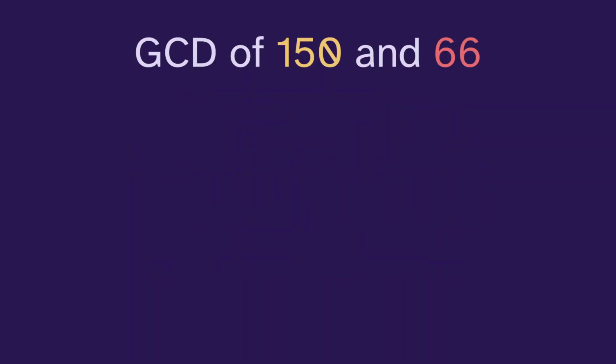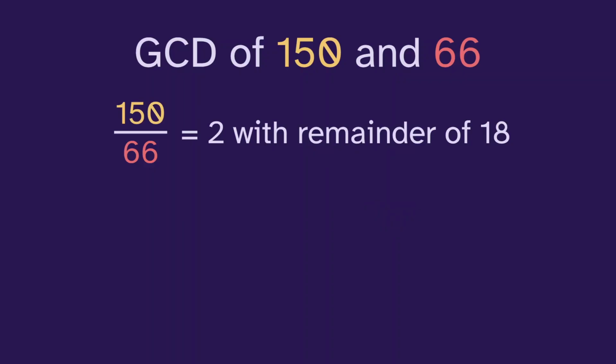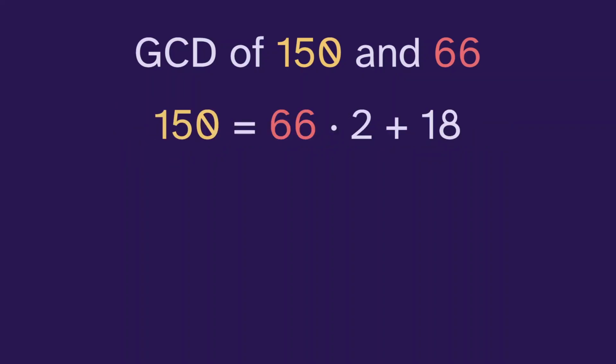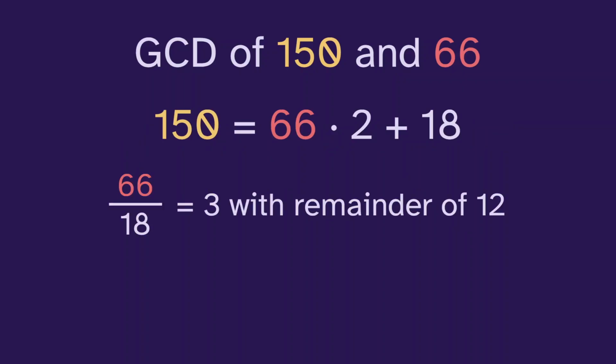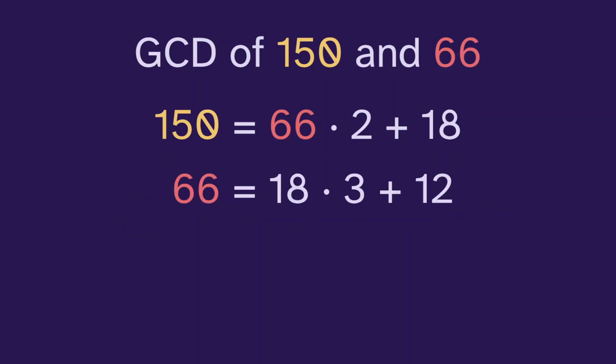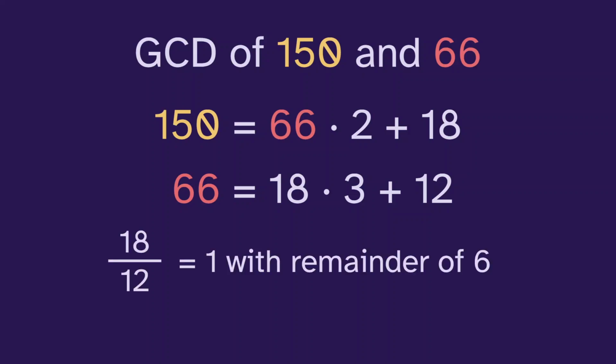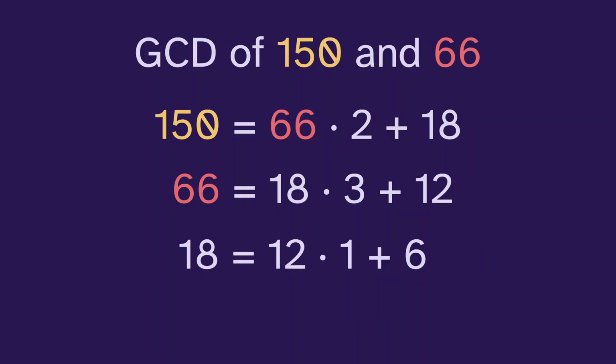Let's say we want to find the greatest common divisor of 150 and 66. We'll start by dividing 150 by 66, and we get 2 with a remainder of 18. So we'll write that as 150 equals 66 times 2 plus 18. Now we divide 66 by 18, and we get 3 with a remainder of 12. So we write that: 66 is 18 times 3 plus 12. And now we repeat with 18 divided by 12, and then we rewrite that. And in our last step, 12 is just 6 times 2. And now we have a remainder of 0.